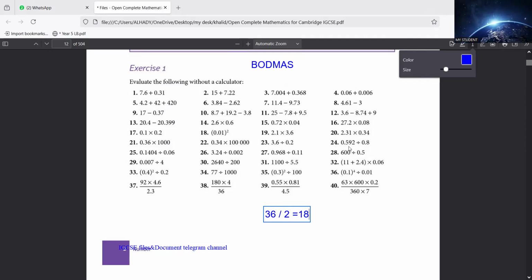Look at number 24. You have the second number 0.8. To move the decimal point out, you need to multiply by what? By 10. So multiply here by 10 and multiply here by 10. So when you multiply 0.592 by 10, the answer will be?